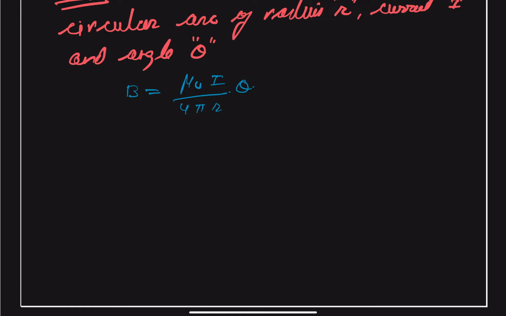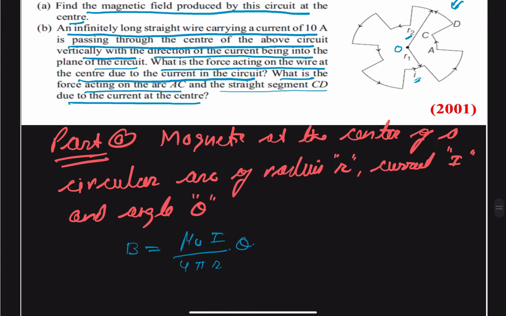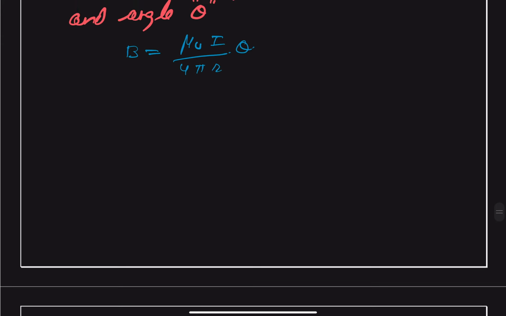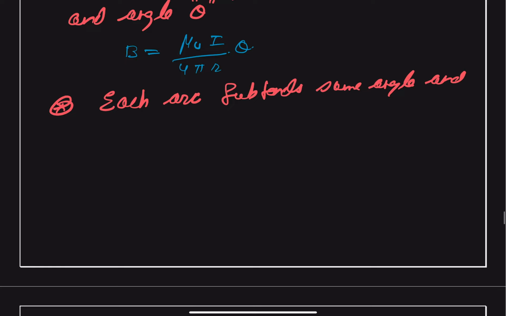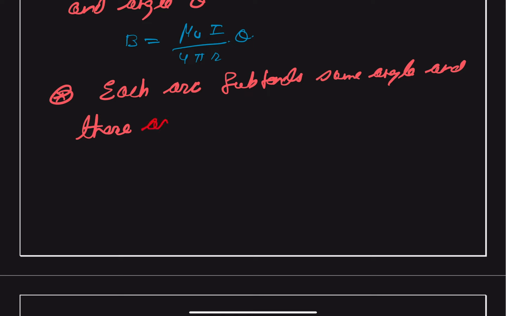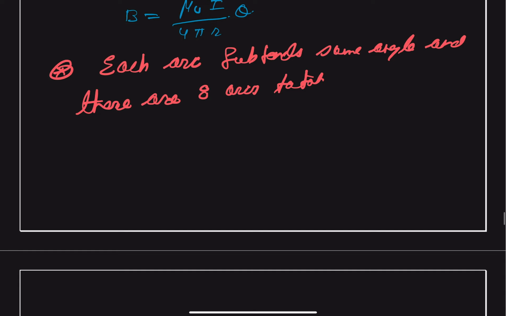In the question it is given that each arc subtends the same angle, and there are 8 arcs in total. Therefore, theta, the angle of each arc, will be equal to the total angle divided by 8. So this comes as pi by 4 radians.